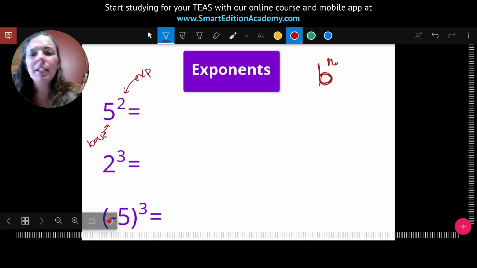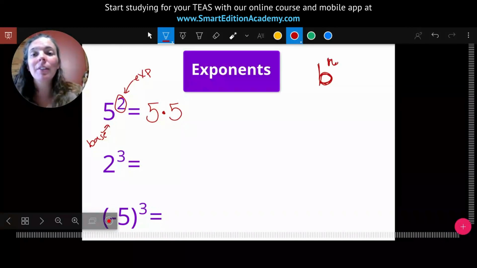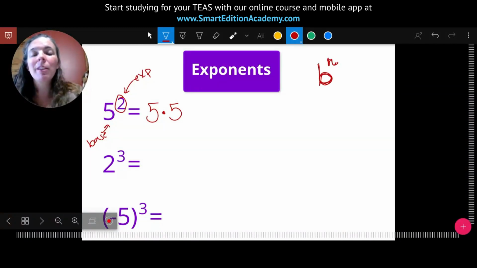This tells me that I need to do 5 times 5. I need to do it twice. That's what the exponent tells me. So this is basically just 5 times 5. So even though on your 4-function calculator, you may not be able to plug in exponents, you can figure out their values by just multiplying the correct number of times. So 5 squared is just 5 times 5, which is 25.